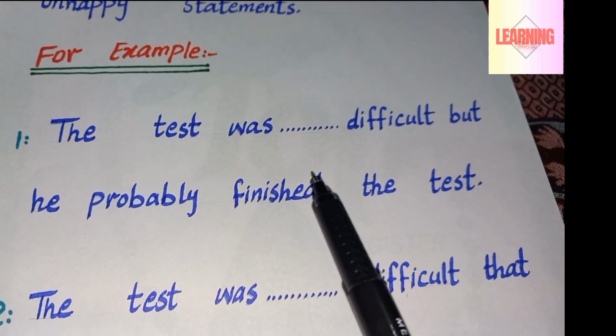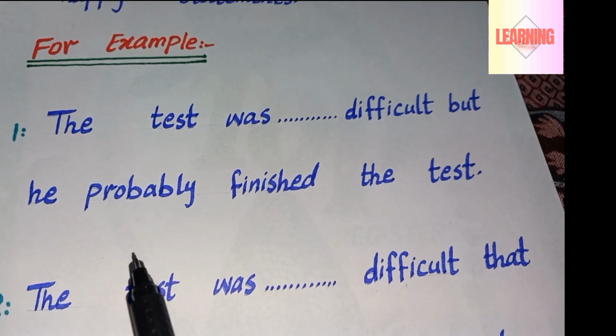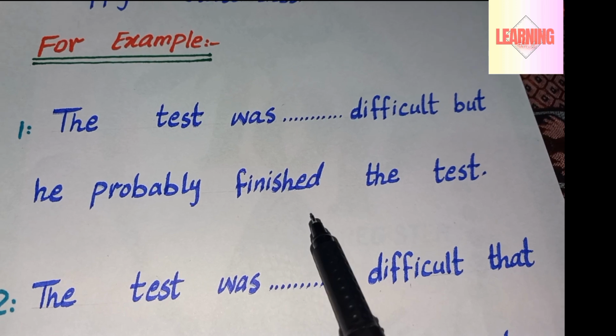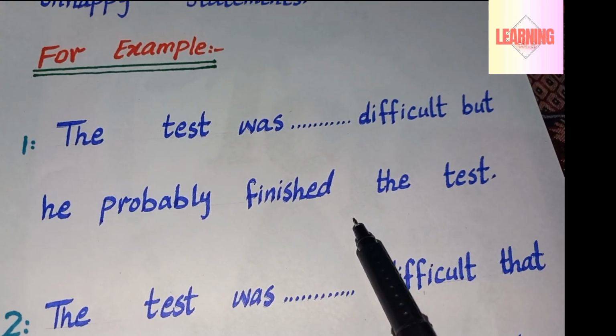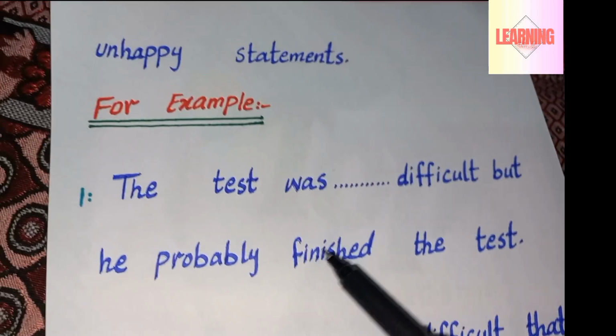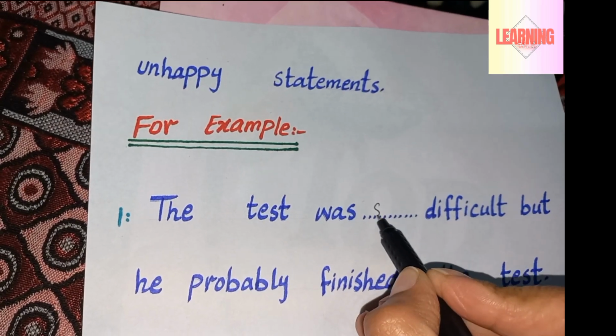The test was blank difficult, but he probably finished the test. Here he probably finished the test, so he was happy. Here we use "so".